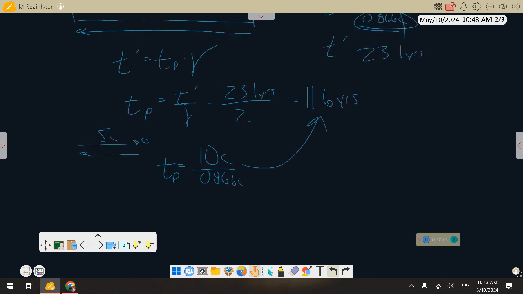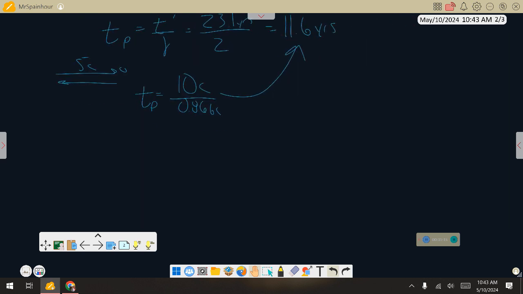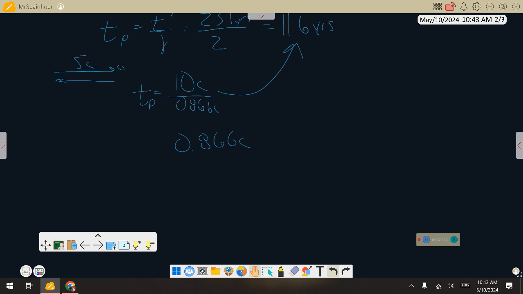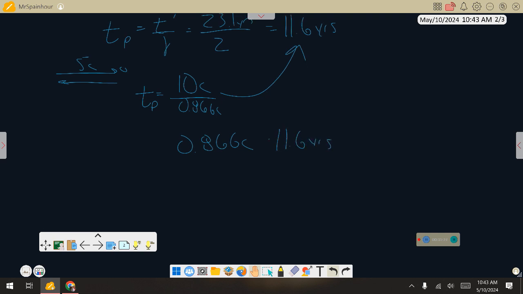The rules of physics still have to work, right? Let's work this backwards. If Speedo is going 0.866 c and he only traveled 11.6 years, basic physics says he could have only traveled a total of 10 light years. Physics still has to work. So how does it work?